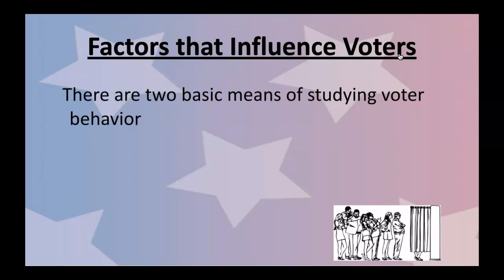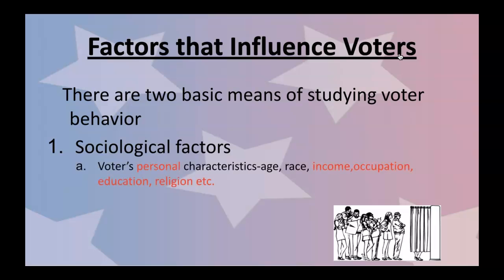There are two basic means of studying voter behavior, and here they are. The first is sociological factors. When we talk about sociological factors, we're talking about voters' personal information, like their characteristics of age, race, income, occupation, education, religion, and so much more. The reason sociology is important to understand how people vote is because it's not just about the individual, it's also about their group affiliation too.